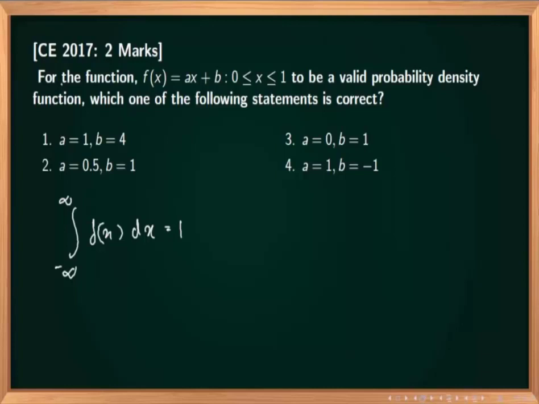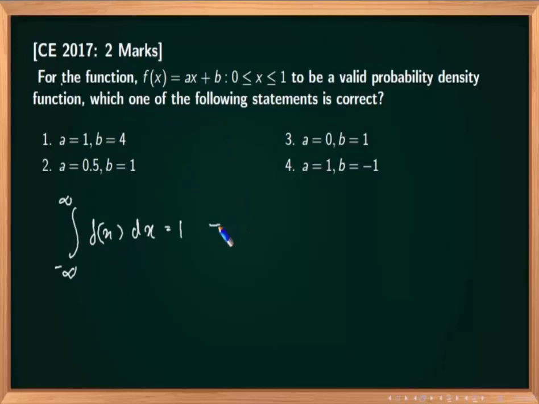For the function f of x equal to ax plus b, when x lies between 0 and 1, to be a valid probability density function, which one of the following statements is correct? This function is defined for values of x between 0 and 1, and we know that for a function to be a valid probability density function, its integral between minus infinity and infinity must be 1, or rather the area of that particular function must be 1.